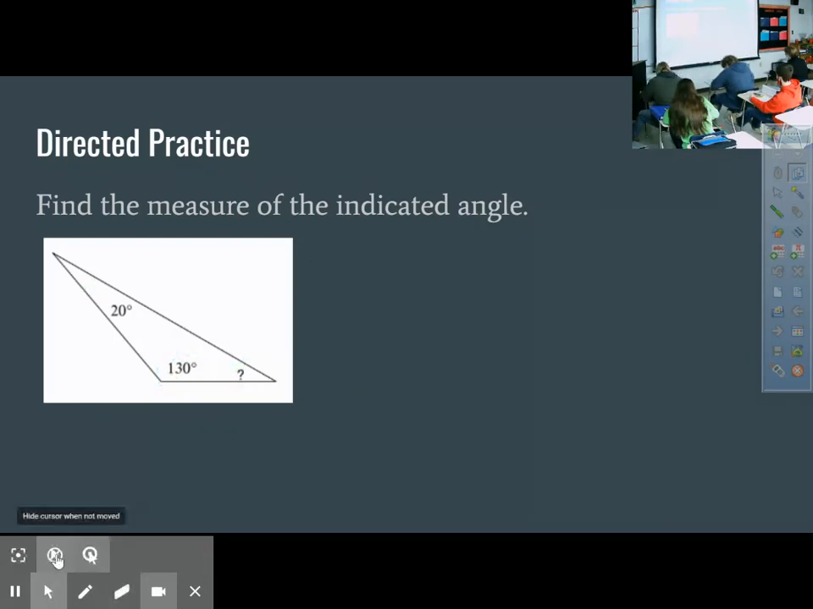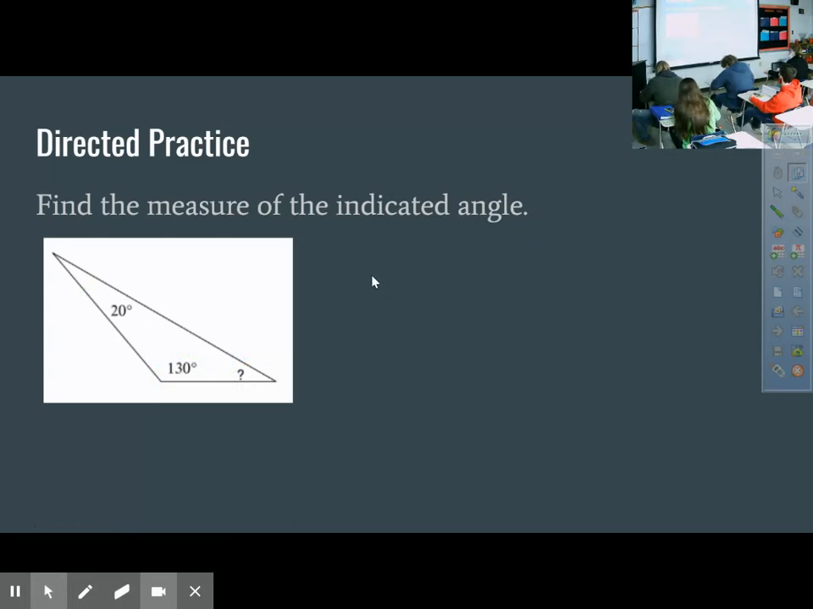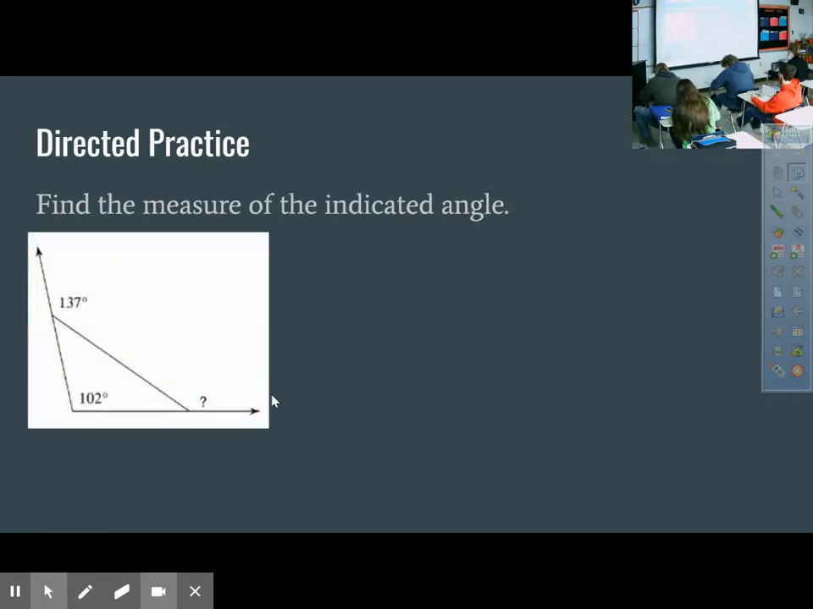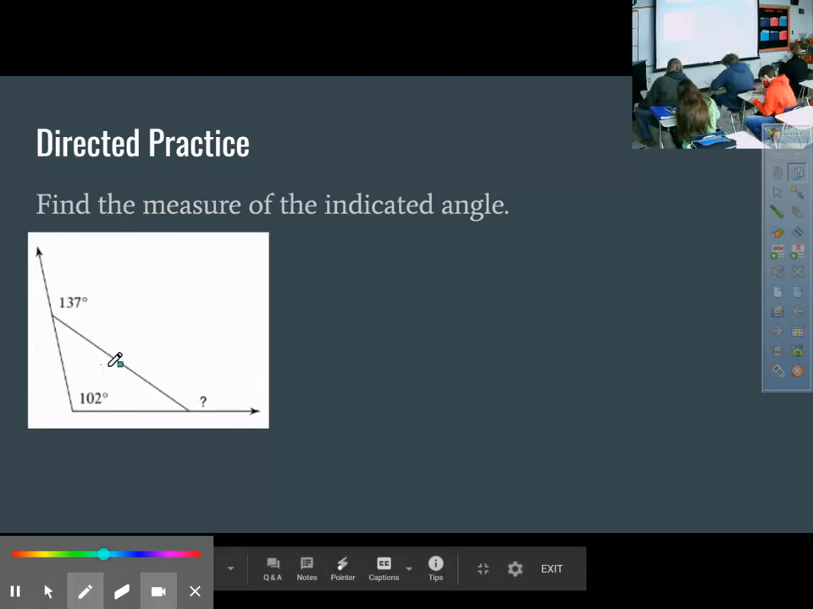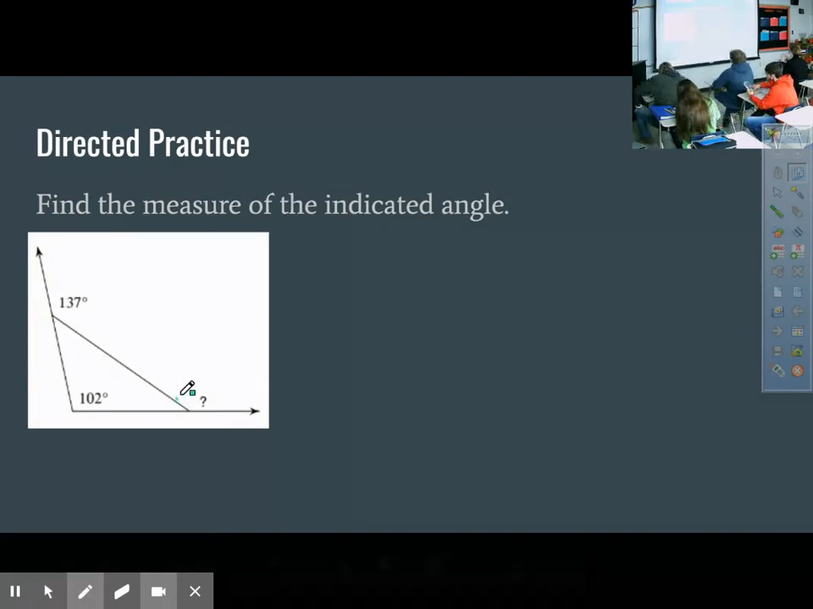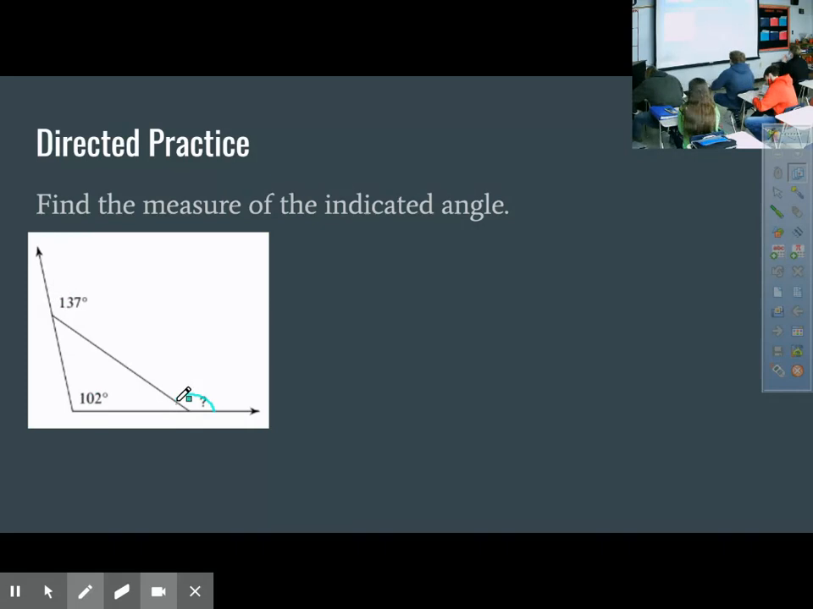This is one of those where you're going to have to use multiple things in order to figure out the angle measure. It says find the measure of the indicated angle. And you've got this angle here is the one they're wanting. Well, you've got this angle that's 102 degrees, and then you got this exterior angle that's 137. All right, Ivy, this angle here that they're wanting, is it an exterior angle or an interior? It's exterior, so this one equals these two added together. But I don't know what this one is.